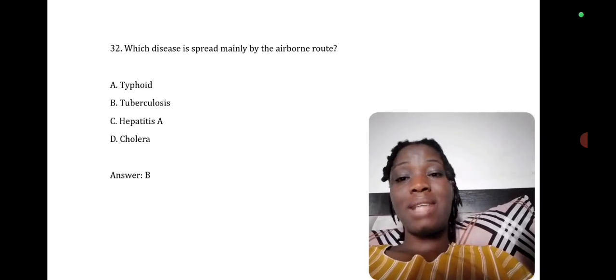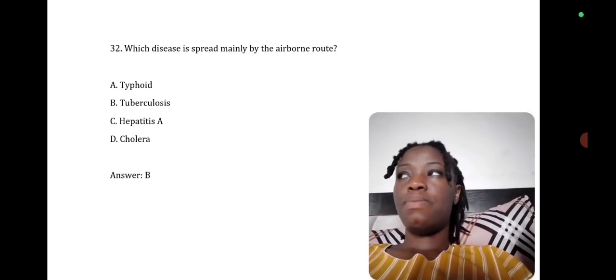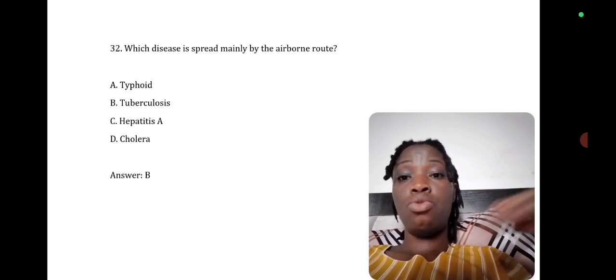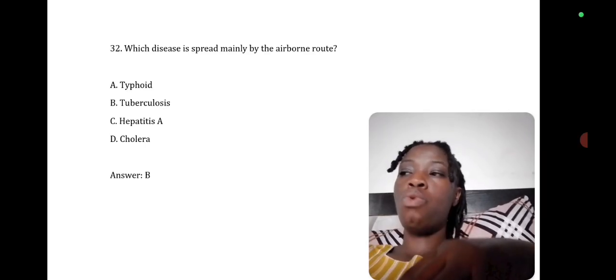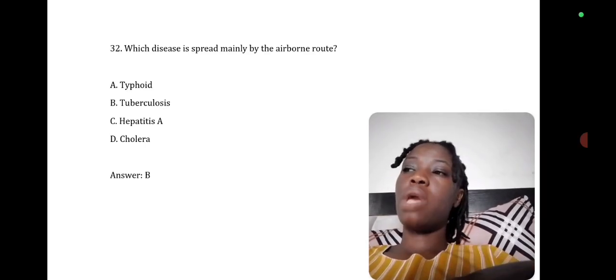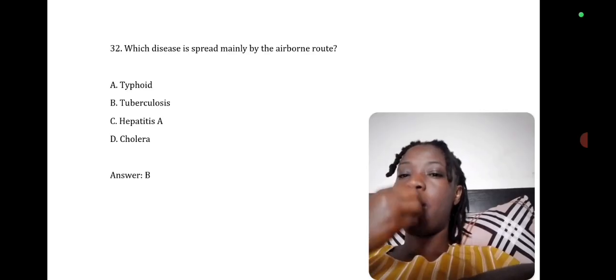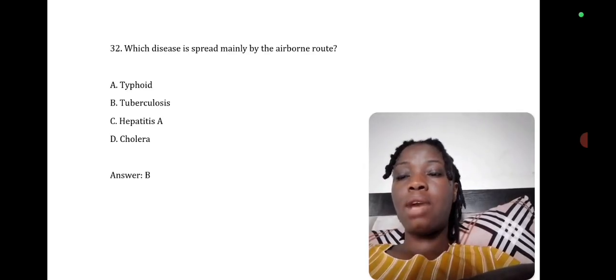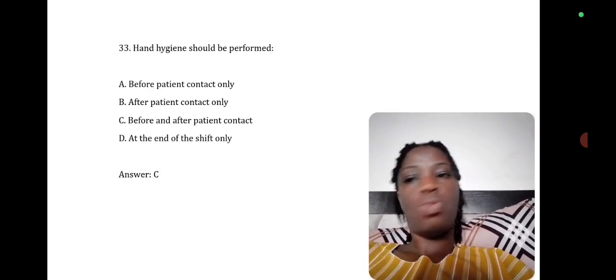Typhoid is fecal oral. Hepatitis A is fecal oral. Cholera is fecal oral. Fecal oral means, let's say the reservoir is human or animal, and this human or animal carrying the microorganism passes stool. Somehow this stool gets to our food, our water, our utensils, our hands, and you put it in the mouth. That is fecal, feces, oral, mouth. So typhoid, hepatitis A, cholera are all fecal oral. Tuberculosis is airborne. Next question. Hand washing should be performed when?